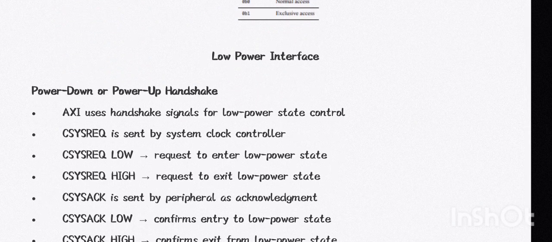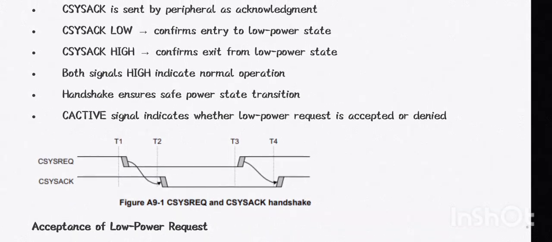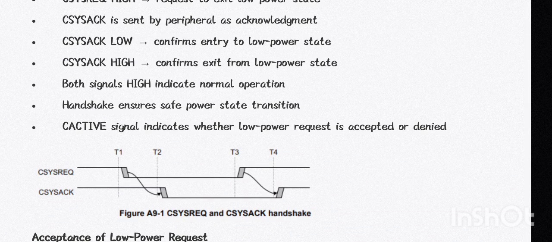Low power interface. In this diagram, CSYSREQ and CSYSACK form the handshake. It is a power down or power up handshake. AXI uses handshake signals for low power state control. CSYSREQ is sent by the system clock controller. CSYSREQ low means a request to enter low power state. CSYSREQ high means a request to exit low power state.